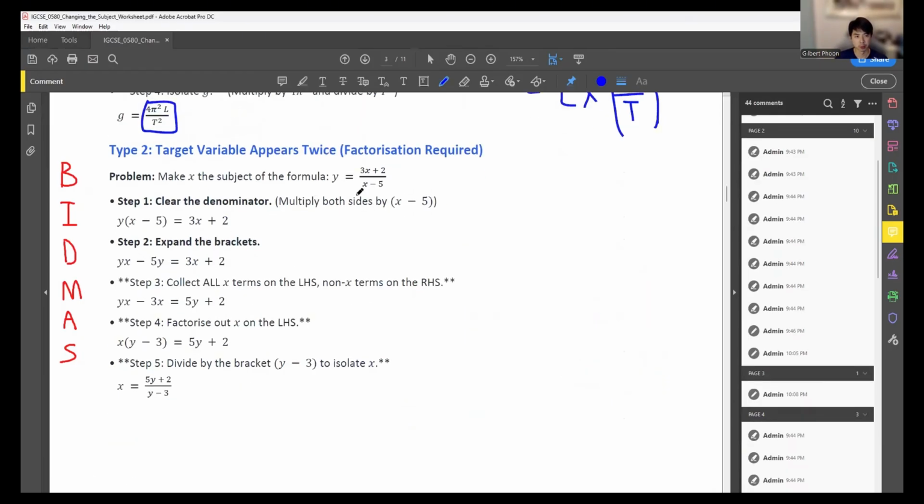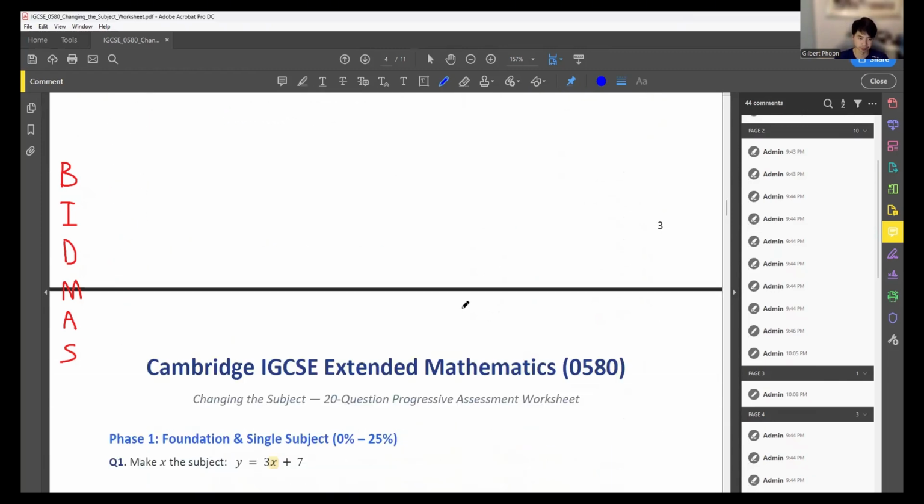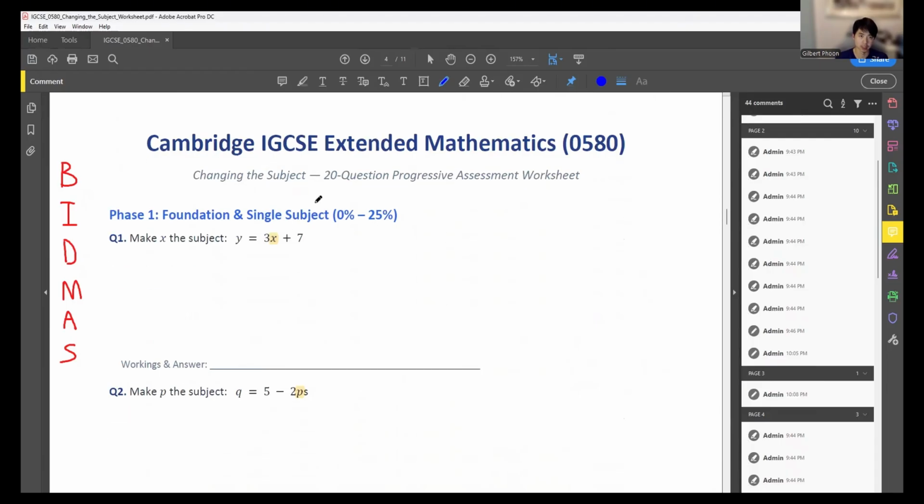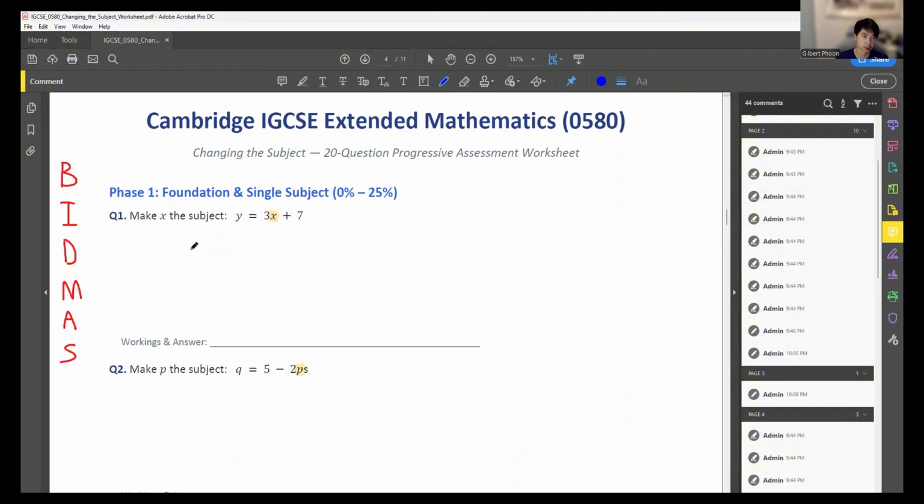I have another example question here, which we will actually go through step by step as well in the exercises at the bottom. Now, let's go into phase 1, the basics first. In phase 1, we only have one single subject.